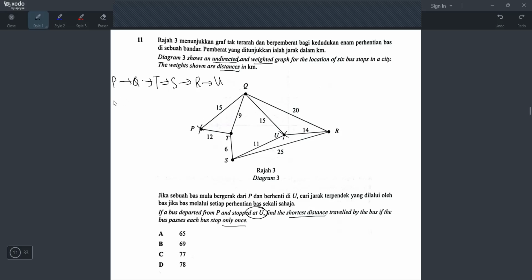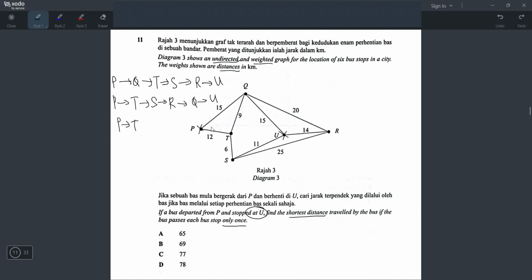Okay, but you can also go P to T, right? So you can go P to T. Can you go S? Yes, right? P, T, you go S, R, Q, U. Yeah, can also. If you go like that also, you can pass through all the bus stops and it will also stop at U, right? So yeah, this is also one of the routes you can take.